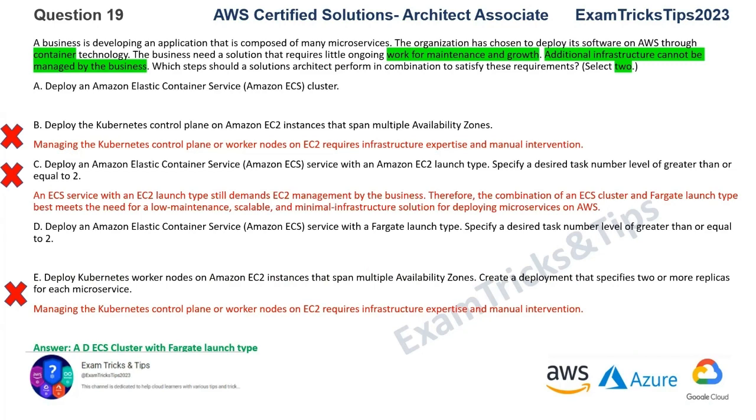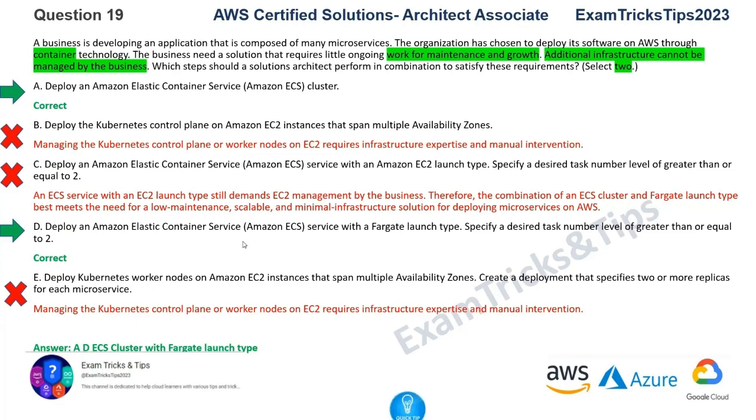If you closely look, option A is your Amazon ECS cluster. So that's a serverless technology. You don't have to manage infrastructure, easy to maintain. And option D, ECS service with Fargate as the launch type. So this is the right combination to satisfy all the requirements of using a serverless technology. If you want low maintenance and you don't want to manage any infrastructure, all those requirements are satisfied with options A and D. So that's your answer, A and D, ECS cluster with Fargate launch type.